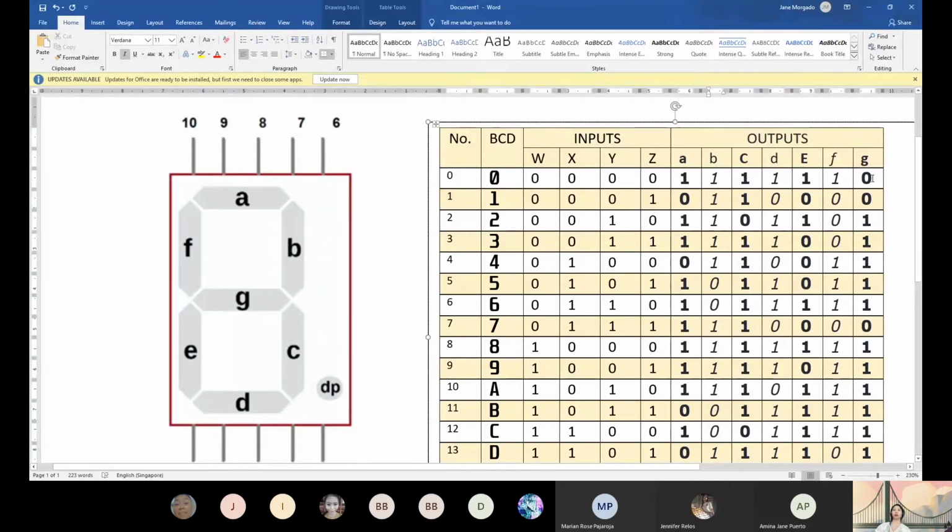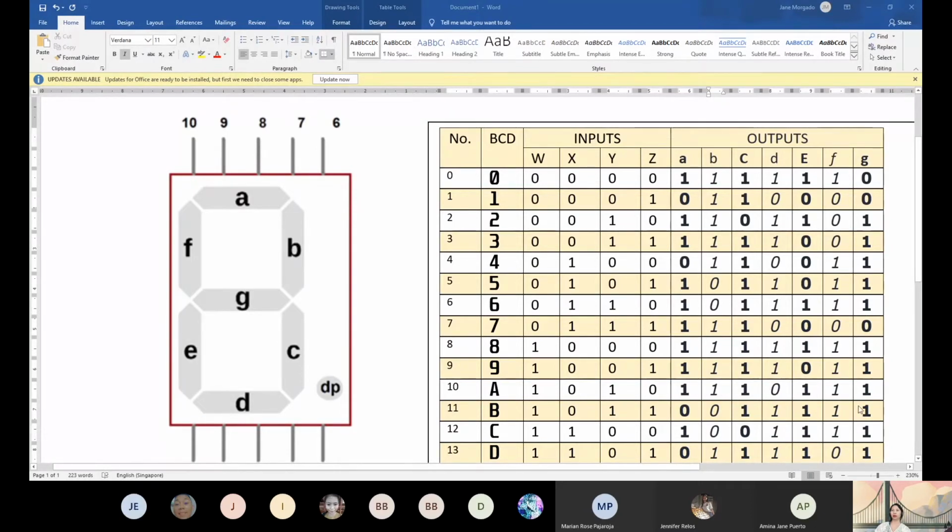Question for input 0, to have an output display of 0? Class? Question? You may type your questions here in the meeting chat, class. Any question, class? None so far? Okay, we also have Donald Tagay. We haven't called you when I was doing the roll call. Donald Tagay, do you have a microphone?